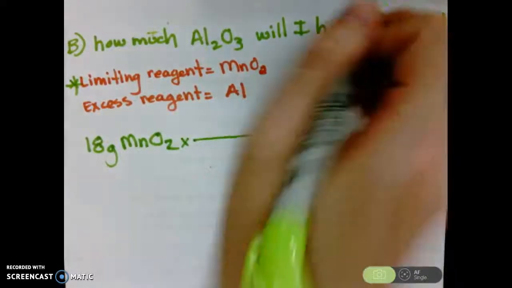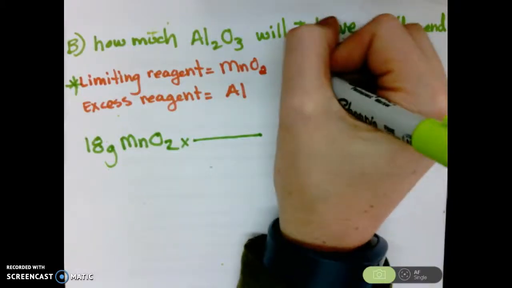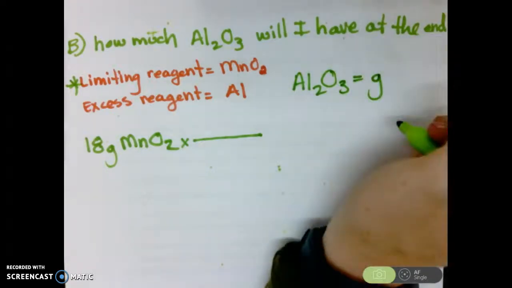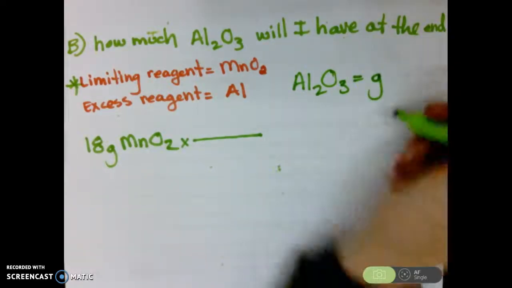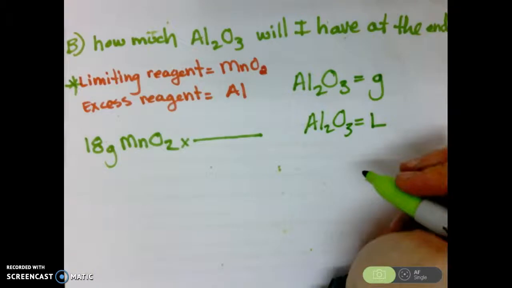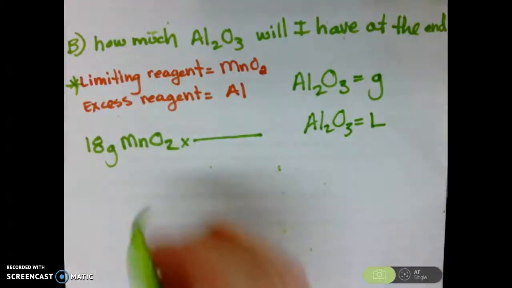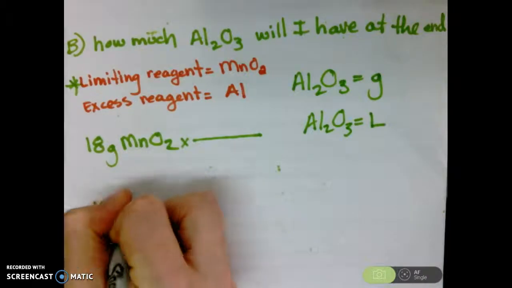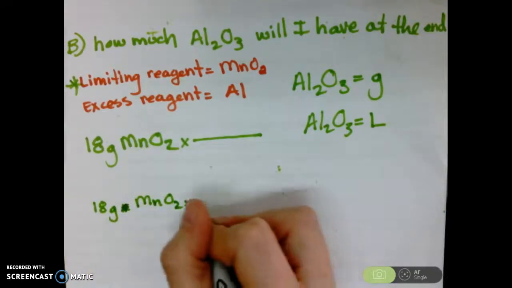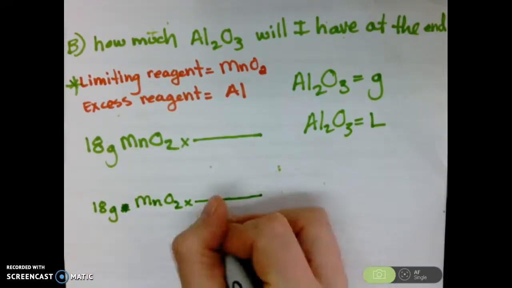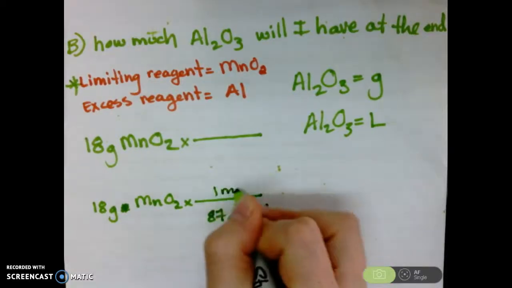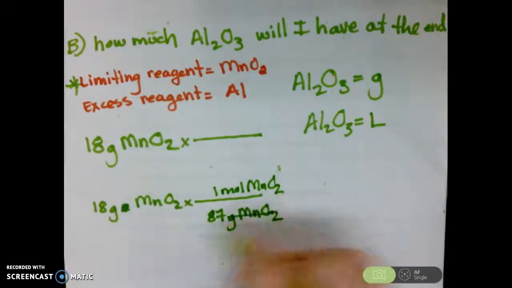We were asked to find aluminum oxide, and we actually weren't told, but we're going to solve for grams. And then we're going to solve for liters, just to cover that so you understand these problems better. So we'll move down again and rewrite this: 18 grams of manganese dioxide. We need to get rid of our grams. So we've already found our 87 grams of manganese dioxide, and that's in 1 mole. So grams will cancel out.